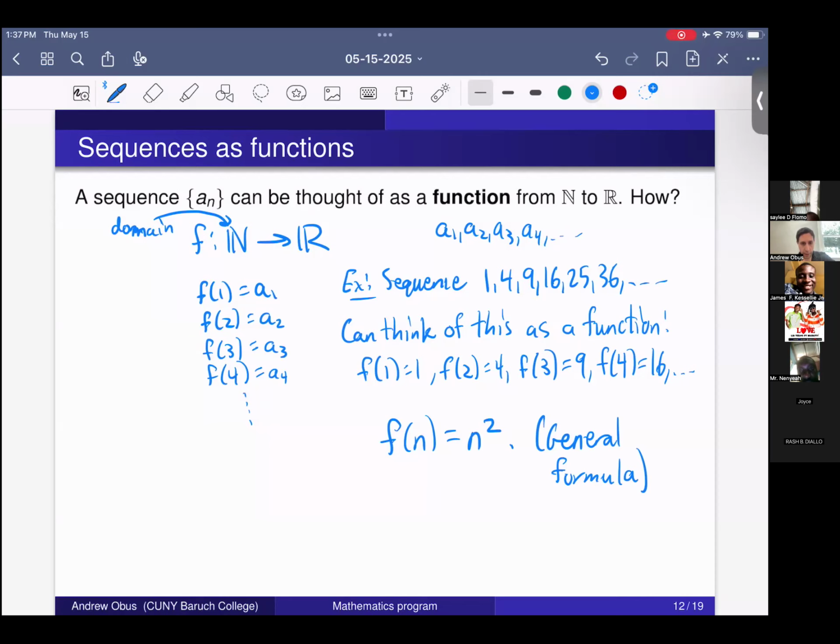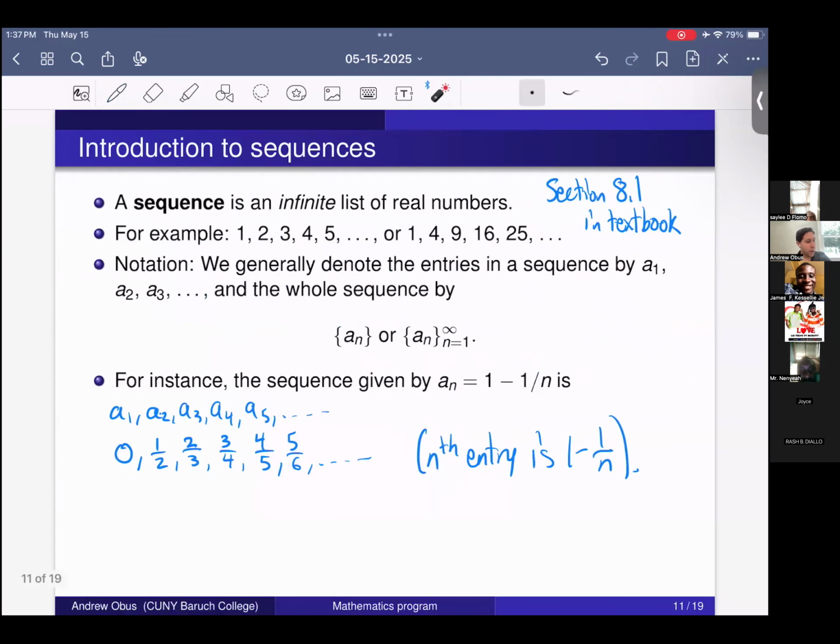All right, so we can just think of a sequence as a function. And for instance, if we have this one over here, we could think of this as being given by the function f of n equals 1 minus 1 over n. That's just the function. It tells you if you input n, the output should be the nth entry in the sequence. So it's just writing out a bunch of numbers in order.